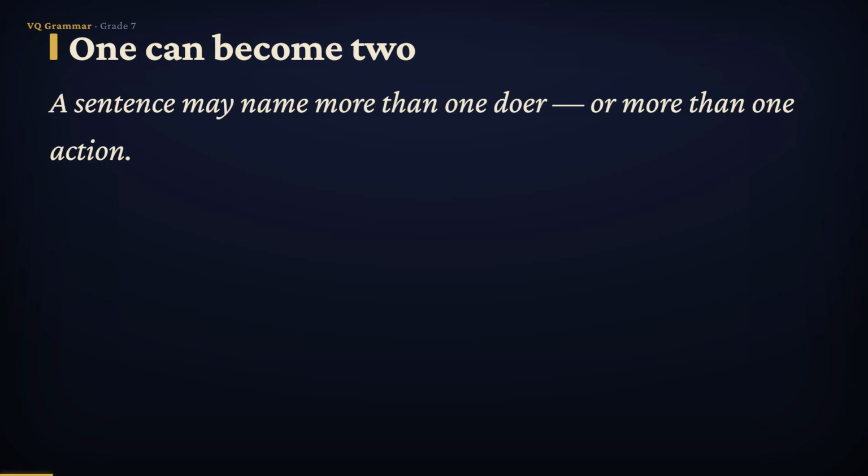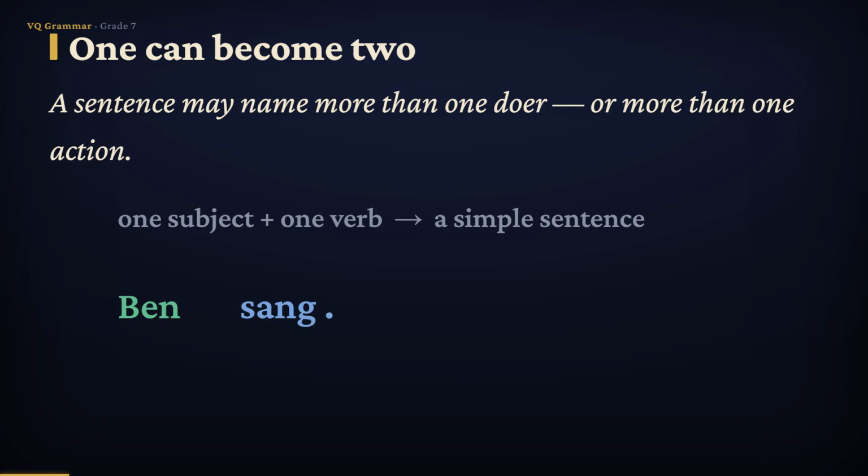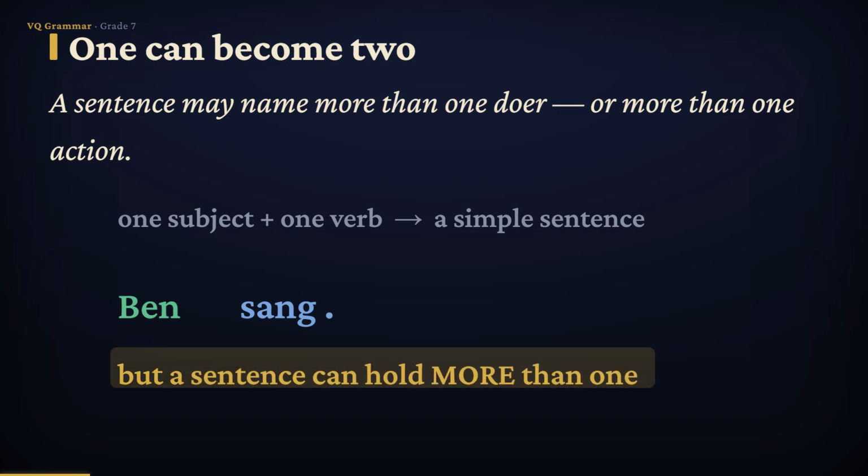Let's begin with a quick reminder. Most of the sentences you've written have one subject and one verb. Take this one. Ben sang. Ben is the subject, the one the sentence is about, and sang is the verb, what he did. Clean and simple. But a sentence isn't limited to just one of each. It can hold more than one subject, or it can hold more than one verb. When a part doubles up like that, we call it compound.